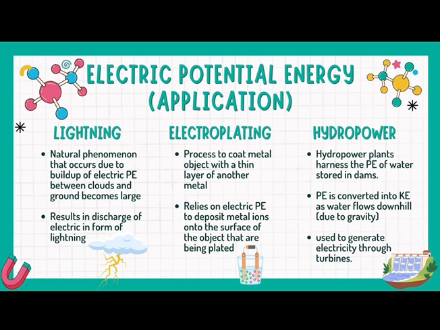And finally, we have hydropower. Hydropower plants harness the potential energy of water stored in dams, and the potential energy is then converted into kinetic energy as water flows downhill due to gravity. And the kinetic energy is used to generate electricity through turbines.